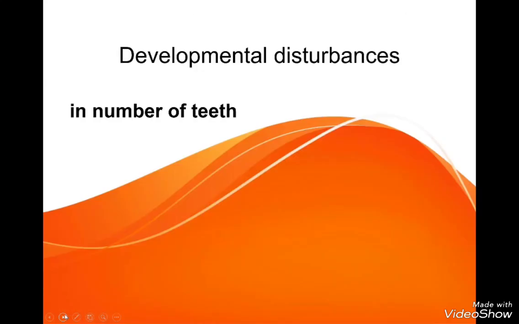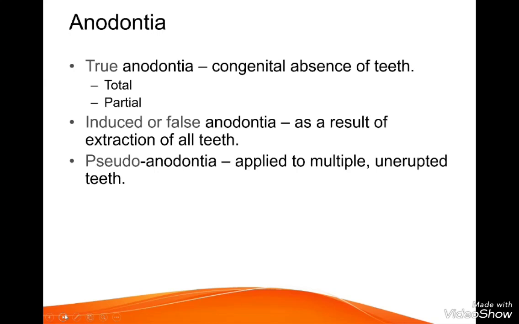So coming to the developmental disturbances pertaining to the number of teeth, first comes anodontia. As the name indicates, there's absence of teeth. Anodontia can be of three types: true anodontia, induced or false anodontia, and pseudoanodontia. True anodontia refers to the congenital absence of teeth. It can be either total true anodontia or partial anodontia.